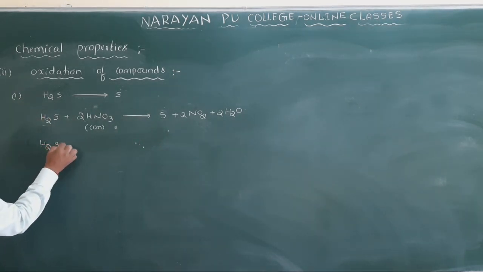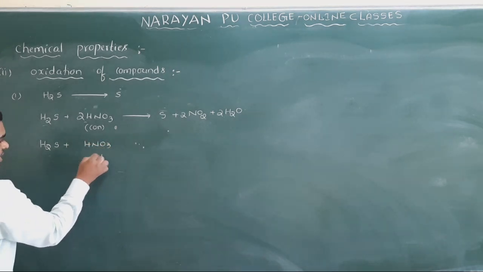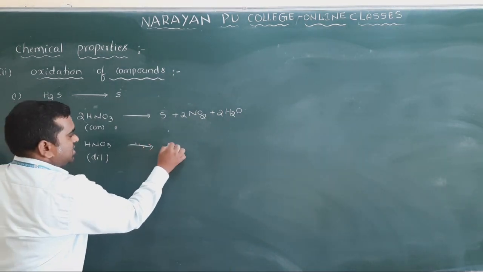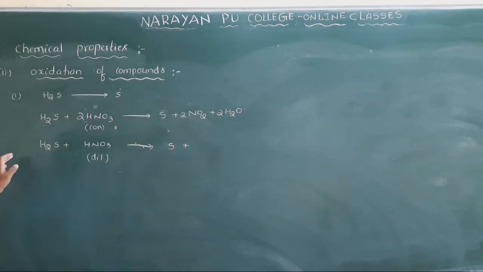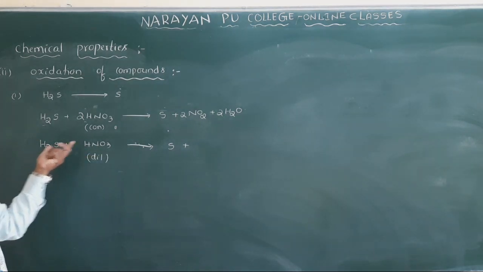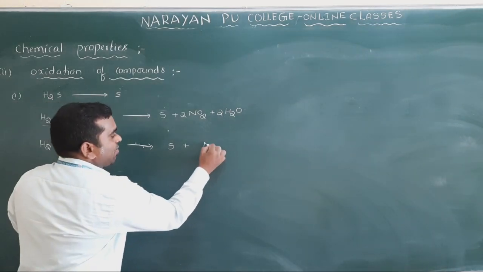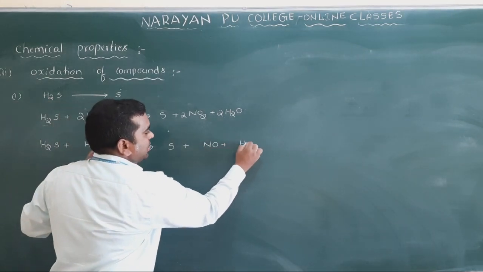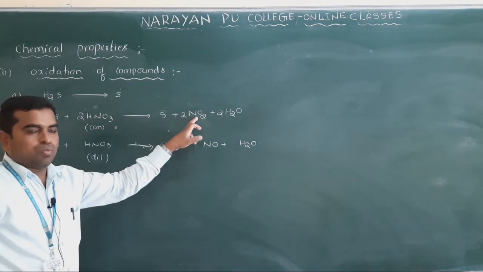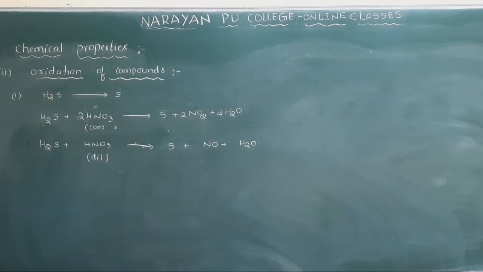H2S plus HNO3. Previously I took concentrated; now I will take dilute. Same, H2S is oxidized to sulfur. HNO3 is an oxidizing agent. It oxidizes H2S into sulfur and it will be reduced to which one? NO, I have already given, plus H2O. Concentrated HNO3 gives NO2, dilute HNO3 gives NO. That is it. So now balance.